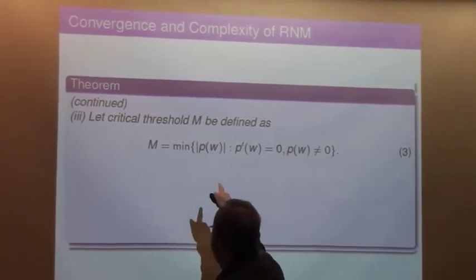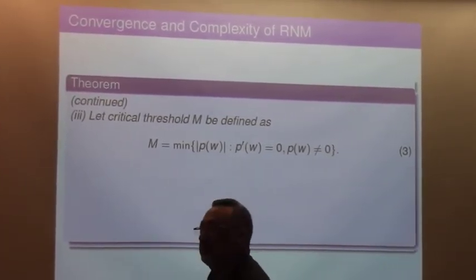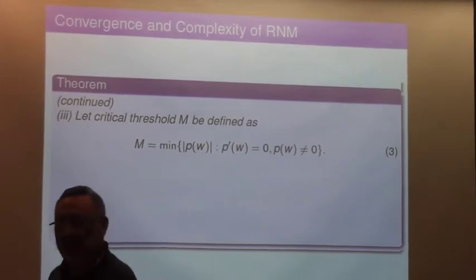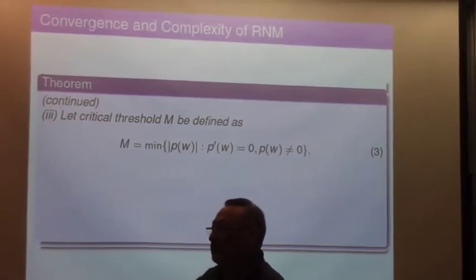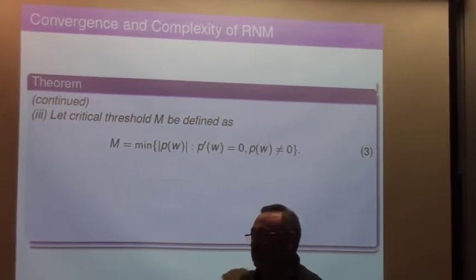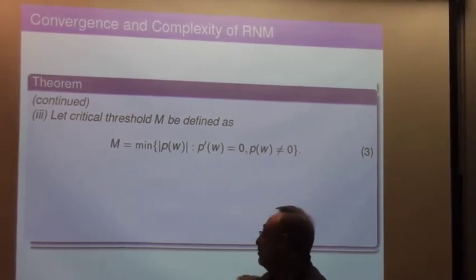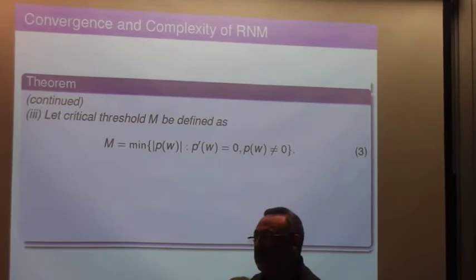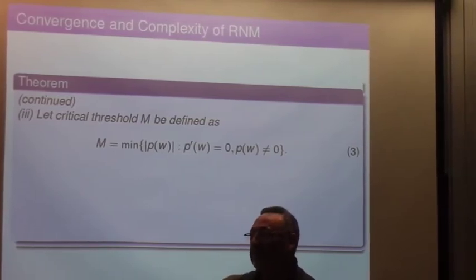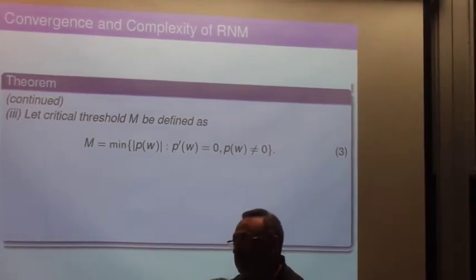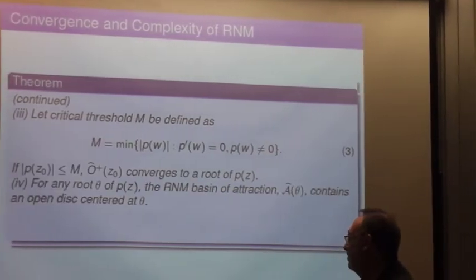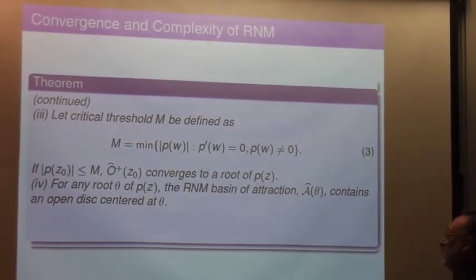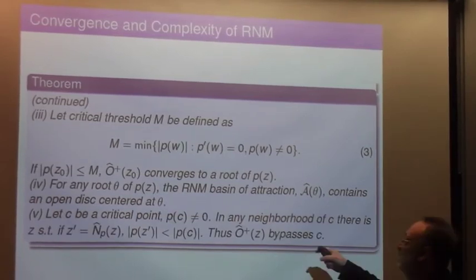Suppose the polynomial has no double roots. Let's consider the critical points. Let's look at the modulus of the polynomial at these, and let's pick the minimum of these, m. If you have any point that has modulus less than m, it's going to converge to some root.